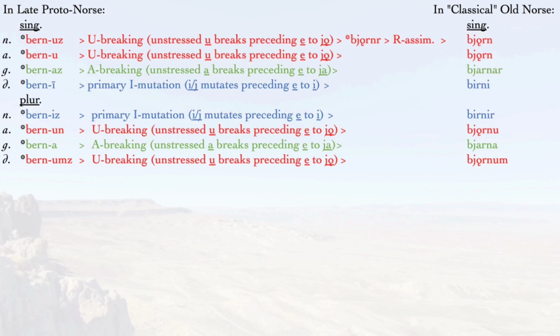Then accusative plural, we go back to the u-mutated form because the ending is u, so it's bjǫrnu. Then genitive plural, bjarna. Then dative plural, bjǫrnum. U-stems make a lot more sense if you think about them from a Proto-Norse perspective and then apply the correct sound changes. Let's look at another one.